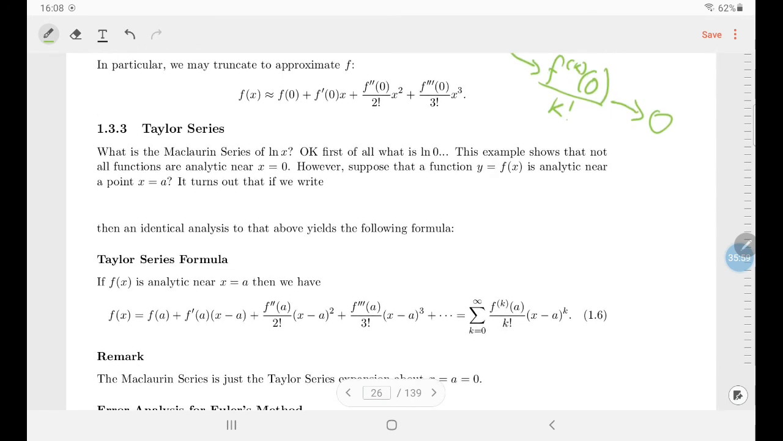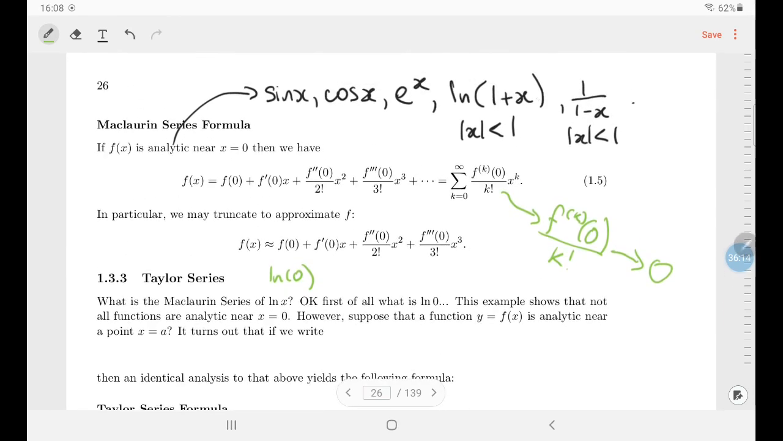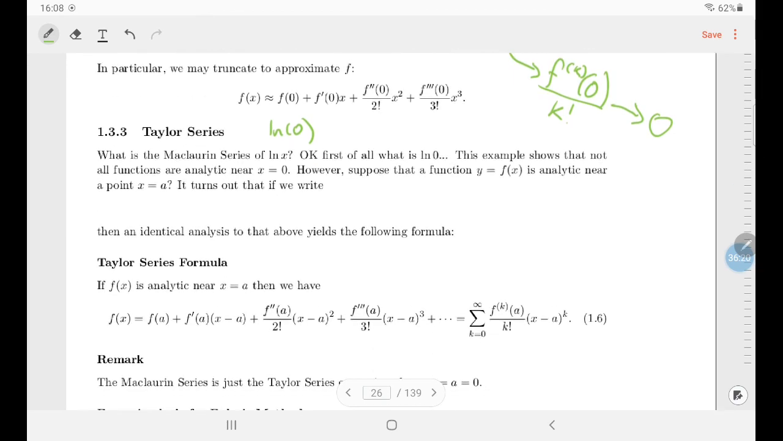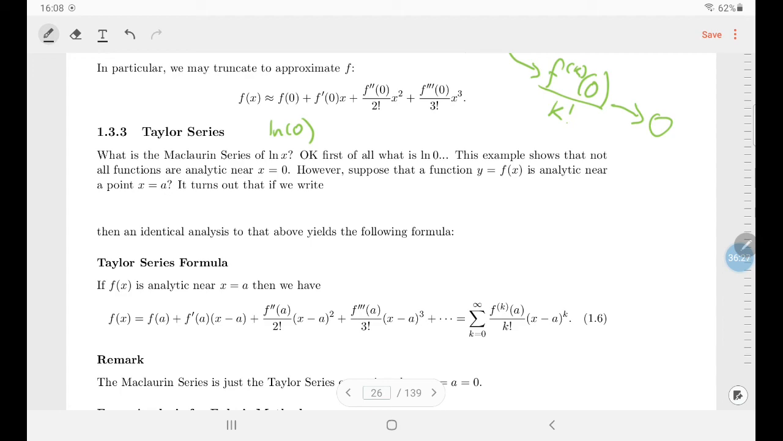Now, if you go back and do a Maclaurin series for log of x, you get into trouble, because if you try to do log of 0 and ask the calculator for that, you get undefined. So what you want to do with log instead is either change it to log of 1 plus x, that's fine, or if you want to do log of x, you don't work with 0, you work with 1.